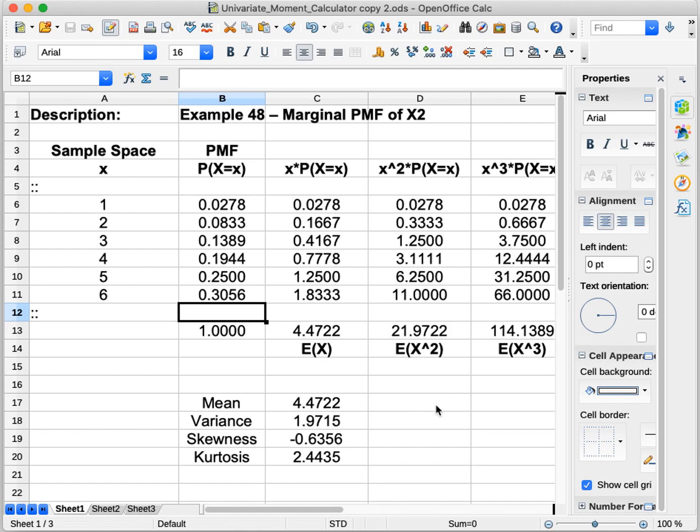So that is how I would recommend working through an example like this. For this situation, we could do some more mathematics and derive formulas for these values from the marginal PMF and do it mathematically. But it hardly seems worth it because this is not a general problem. This is a very specific problem.